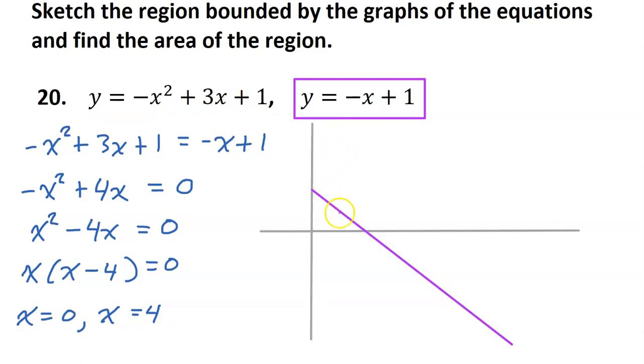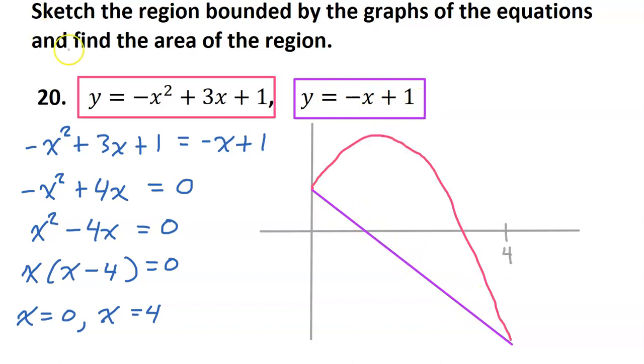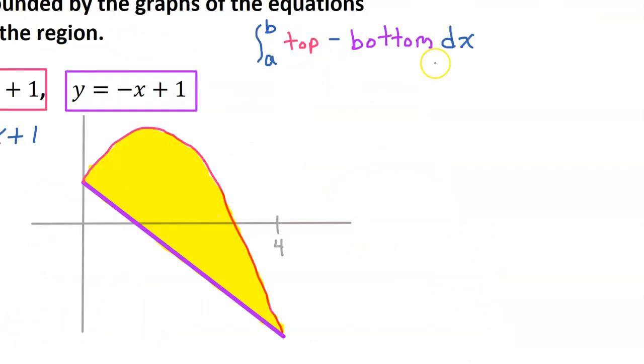So here is a sketch of the line y equals negative x plus 1. And here is a sketch of the parabola negative x squared plus 3x plus 1. I've drawn them so that they intersect at 0 and 4. When you are integrating with respect to x, you can find the area between two curves by integrating the top function minus the bottom function.